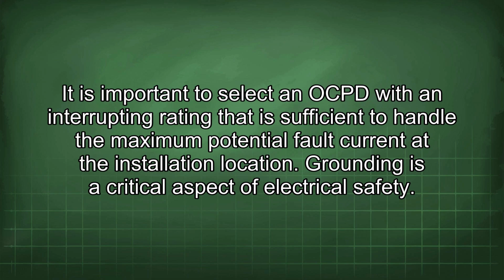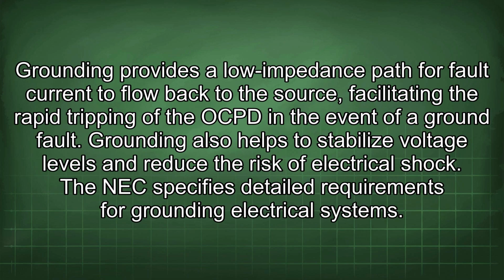Grounding is a critical aspect of electrical safety. Grounding provides a low impedance path for fault current to flow back to the source, facilitating the rapid tripping of the OCT in the event of a ground fault. Grounding also helps to stabilize voltage levels and reduce the risk of electrical shock.